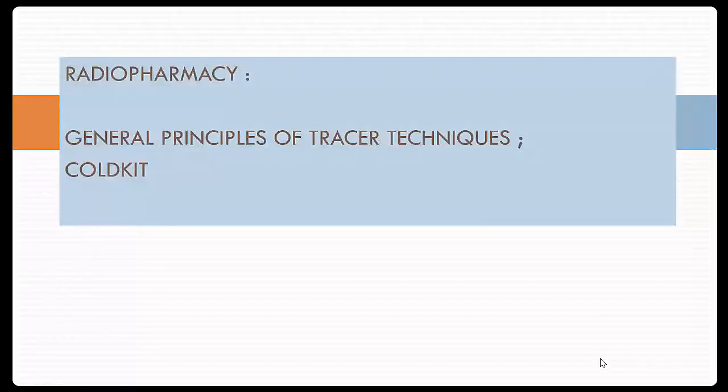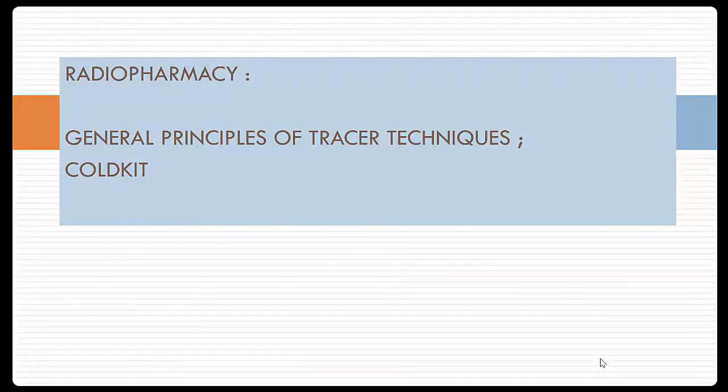So I hope that is clear. Next we'll discuss radiopharmaceuticals. Till now, under nuclear medicine, we have learned about modes of radioactive decay and production of radionuclide. Next we'll learn about radiopharmaceuticals. What is a radiopharmaceutical? We'll see what a radiopharmaceutical is, its main principle, and also the kit.